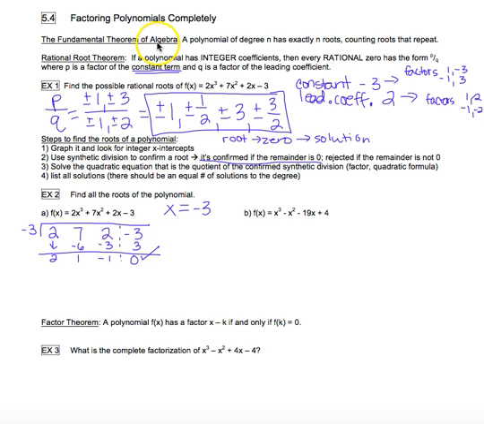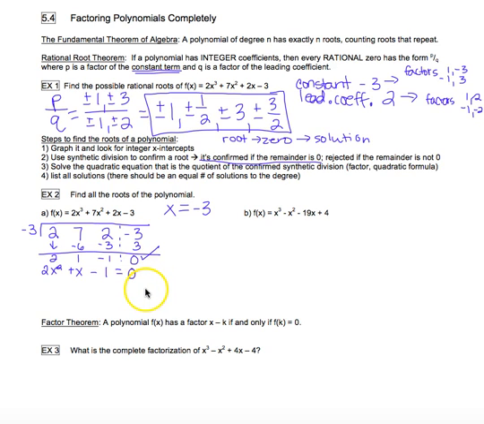Remember, according to the fundamental theorem of algebra, because this is degree 3, I should have 3 roots when I'm done. So I did step 2. Now step 3, I'm going to solve the quadratic equation that is the quotient of my confirmed synthetic division. Remember my original was degree 3, so this is degree 2: 2x squared plus 1x minus 1 equals 0.